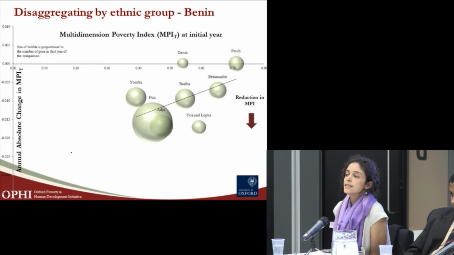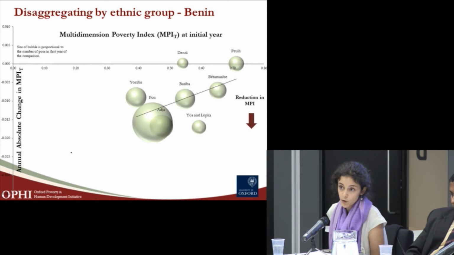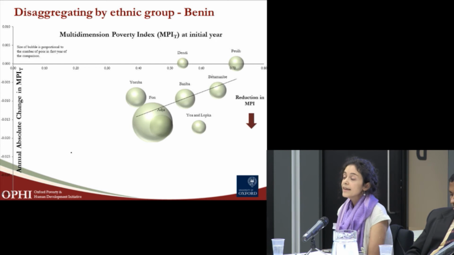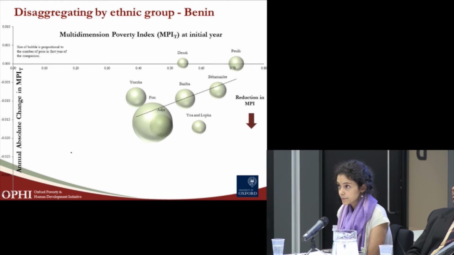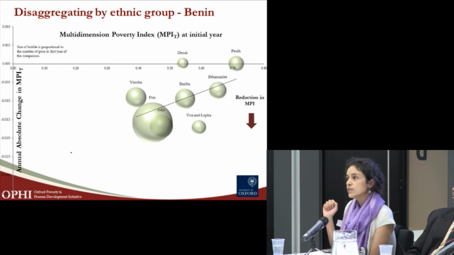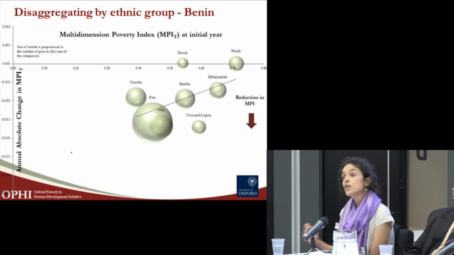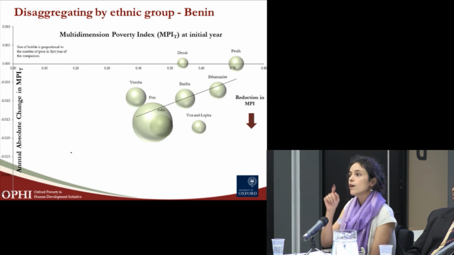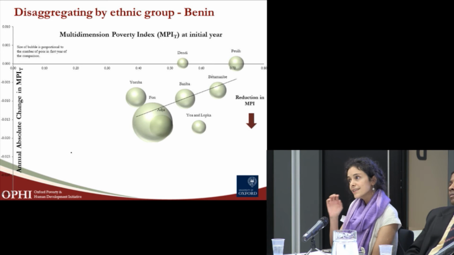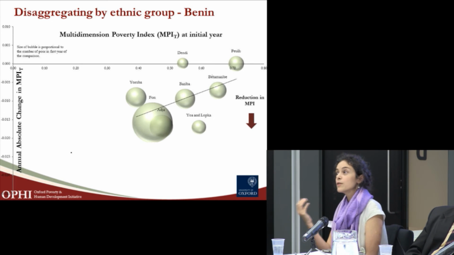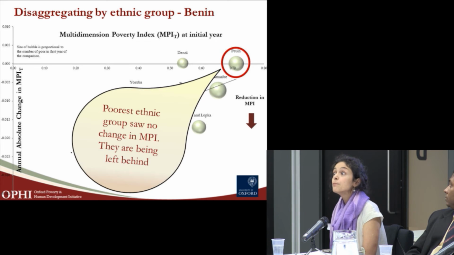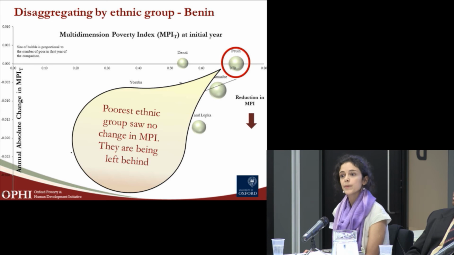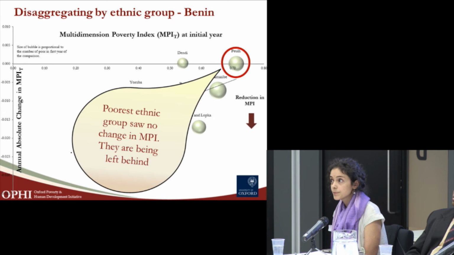We also look at disaggregation by ethnic groups for countries where we have this information. And here you can see Benin. The plot shows the main ethnic groups in Benin. Again, in the horizontal axis, you have the MPI at the initial period, and on the vertical, the change. You can see that more to the right are the poorest, and it seems like the poorer, the lower has been the change. And in fact, the poorest ethnic group, the Peul, saw no change in MPI. So they are being left behind.